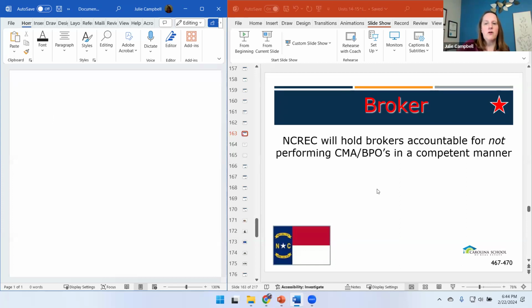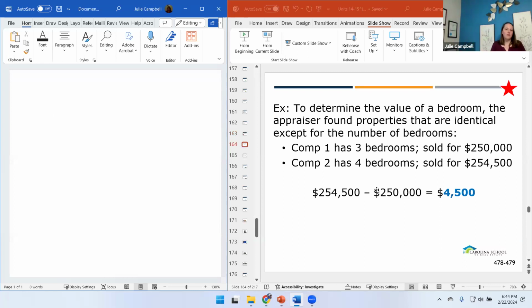From the appraiser's point of view, though, one way that they might be able to determine, for example, value of a bedroom is to study the comps. So not only is the appraiser the expert of their market, knowing what's going on in the area that they're appraising and what the values of things are in their area, but they may also study comps. So for example, if this appraiser is studying a comp that has 3 bedrooms that sold for $250,000, and then they study another comp with 4 bedrooms that sold for $254,500, no other major differences. Yes, there are going to be other differences, but no other major differences. The appraiser may determine that the cost of a bedroom is $4,500 based on the difference of comps.